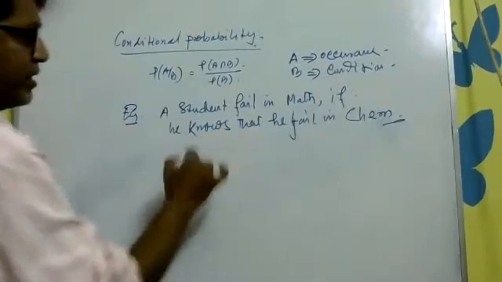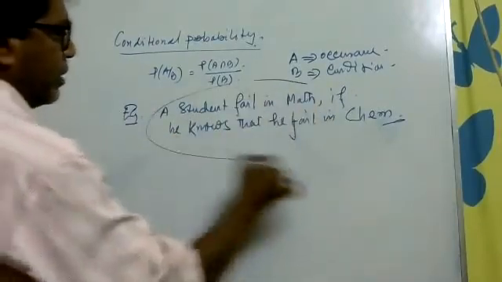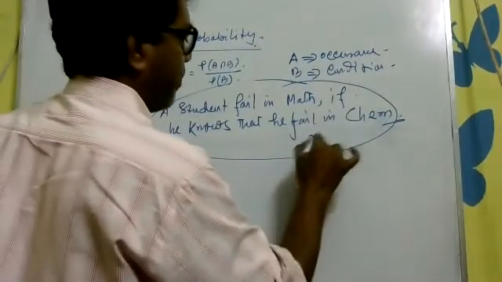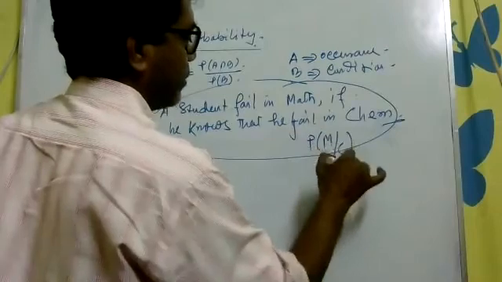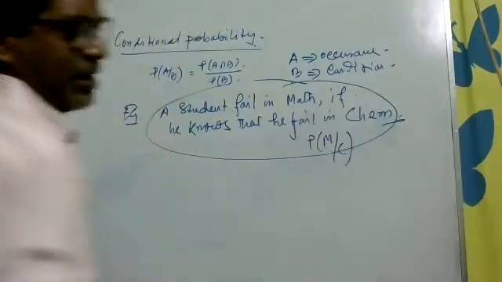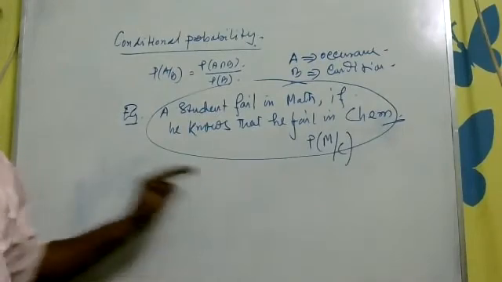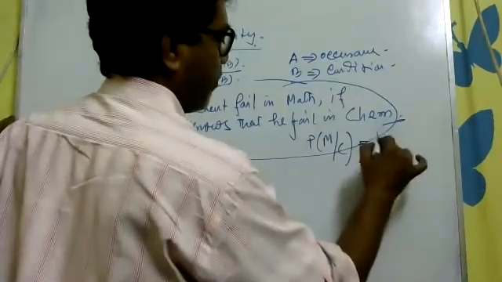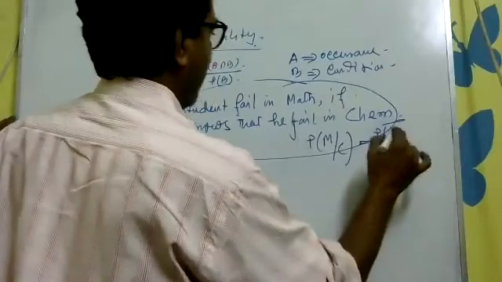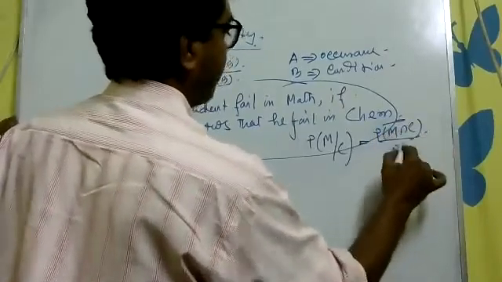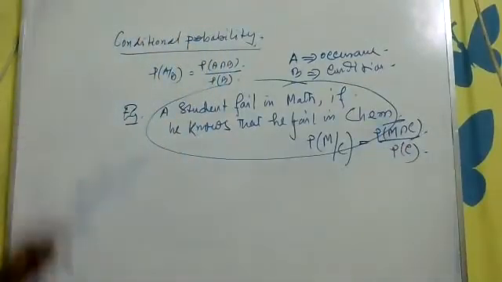So in that type of sums, a student fails in mathematics if he knows that he failed in chemistry. That means you have to calculate P M by C. M is occurrence and C is the condition. Condition always नीचे में आता है. तो क्या होगा? P M intersection C divided by P C, probability of chemistry. That should be your sums. Clear?